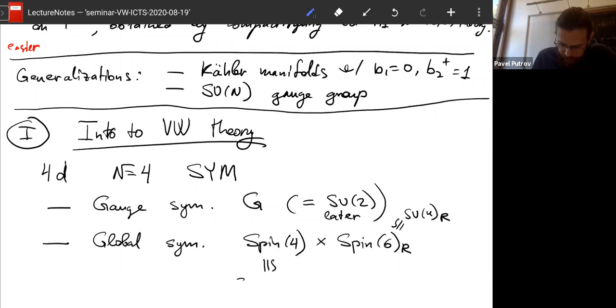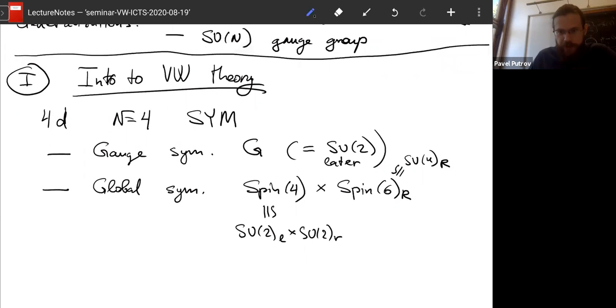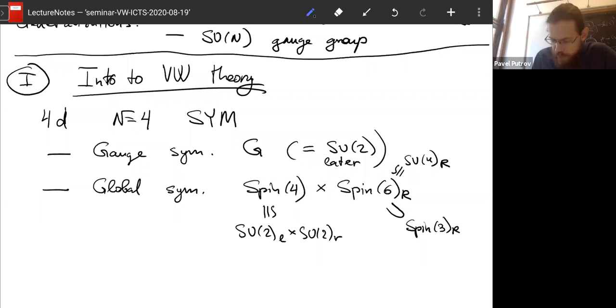Spin(4) can be decomposed into two factors, as usual, SU(2) left and SU(2) right. And in Spin(6)_R, one can consider a Spin(3) subgroup. If you understand Spin(6) as the rotations of six directions, this subgroup is just a rotation of only three out of the six directions. But of course, the Spin(3) group is isomorphic to the SU(2) group.